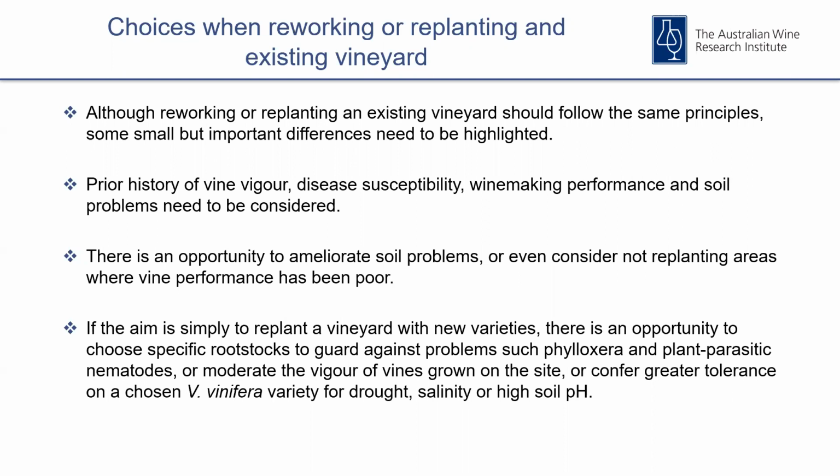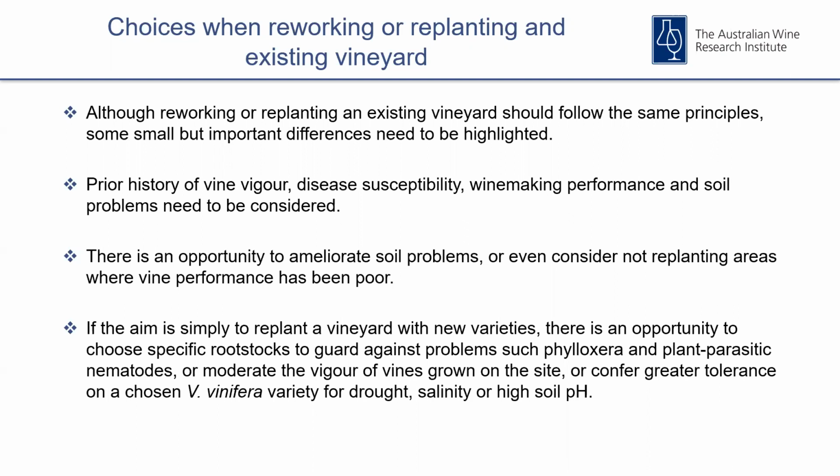Or whether it's been such a poor performer, whether you actually then just do not replant that particular area of that particular vineyard. Also, if there's an aim to replant with new varieties, that's an opportunity to really think about the choice of rootstocks here. And if you're in an area, and I know for example the Yarra Valley is going through a major replant, they're looking at phylloxera-resistant rootstocks. Or if I'm in the Sunraysia and I'm in a replant situation, I'm looking for rootstocks that are going to give me more resistance to parasitic nematodes.